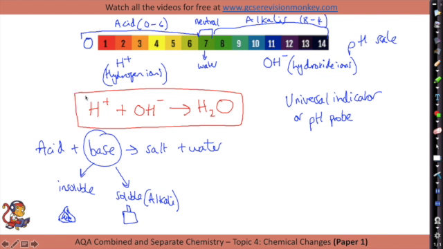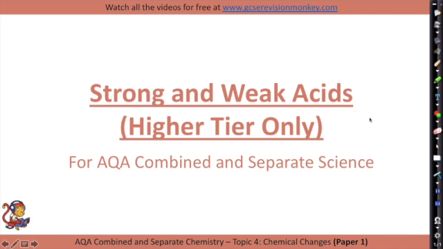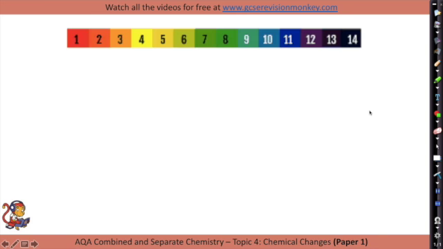So using the pH scale, we can describe acids that are far away from neutral as strong acids, and the ones that are closer as weaker acids. In the same way with alkalis, the closer you are to water and to neutrality, the weaker you are, and the further away you are, there's your strong alkalis at the end. This section on strong and weak acids is for higher tier pupils only.